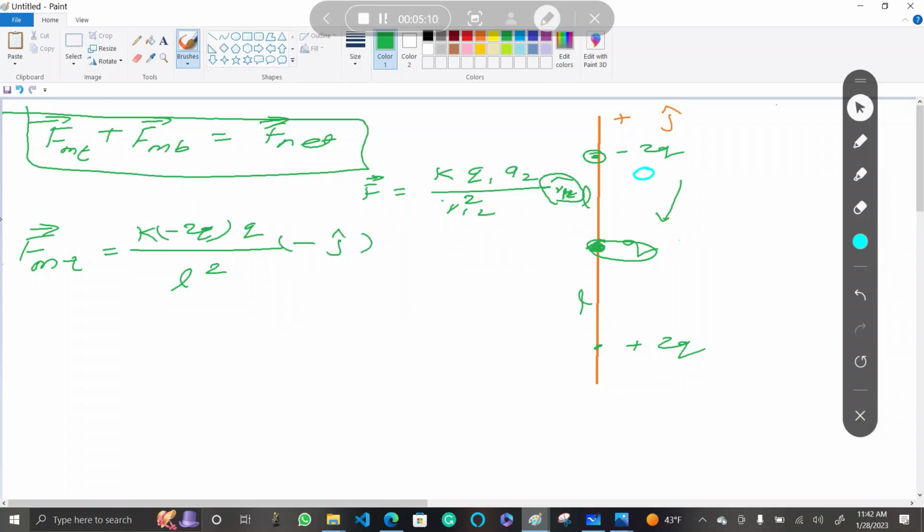So in total, the important part is you must not forget this. So this goes, and I get k 2q square by L square. This is because of the top charge, and which is acting in total towards the up. So the force experienced by the charge q because of the top charge minus 2q is along the positive y direction.